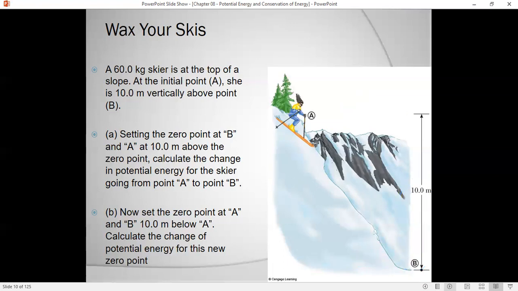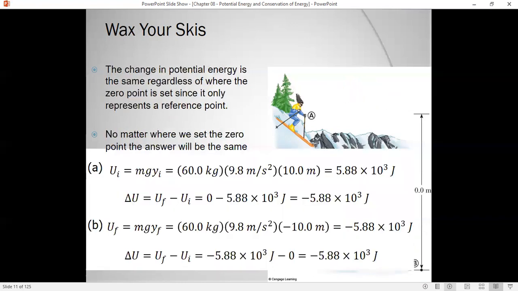Now, if I set the 0 point at A instead up here, that would make the potential energy 0. What doesn't change, even when I change my reference point, is how the potential energy changes. The delta U is always going to be the same as I go from point A to point B, as the skier goes down. That doesn't change. What does change is how I define what UA is and what UB is. So let's just do this. Let's see what this looks like.